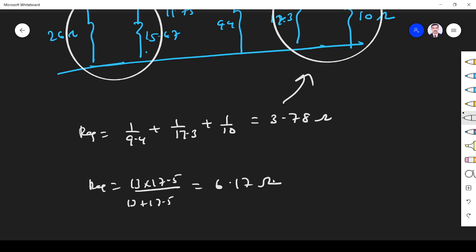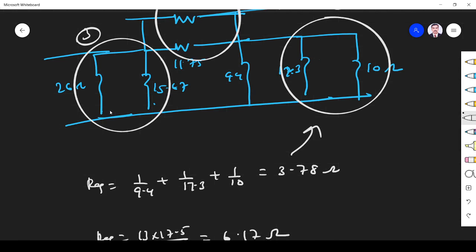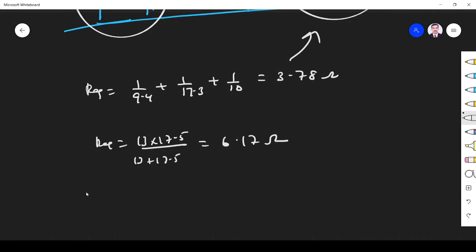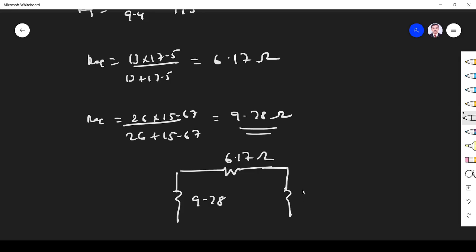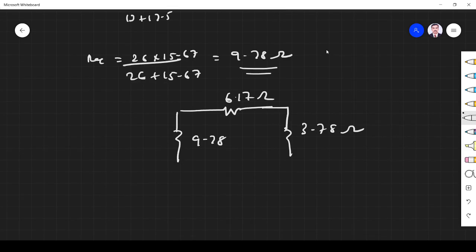Next, 26 and 15.67. So R equivalent is 26 plus 15.67. It will give 9.78 ohm. Fine. Okay. So everything we got. Now left hand side is 9.78 ohm. This is top side 6.17 ohm. This is right hand side 3.78 ohm.